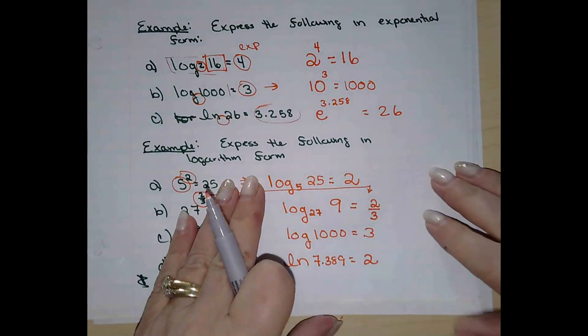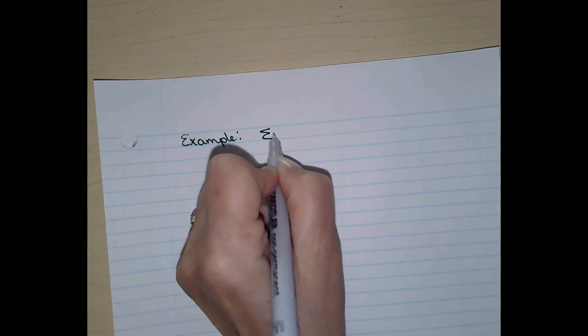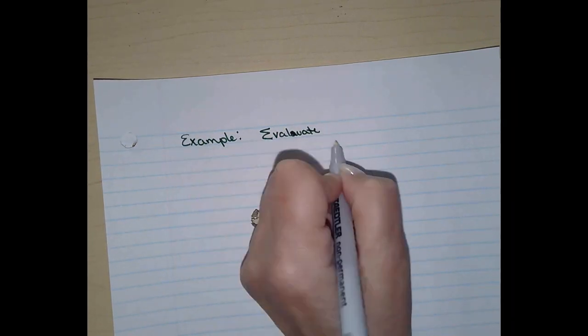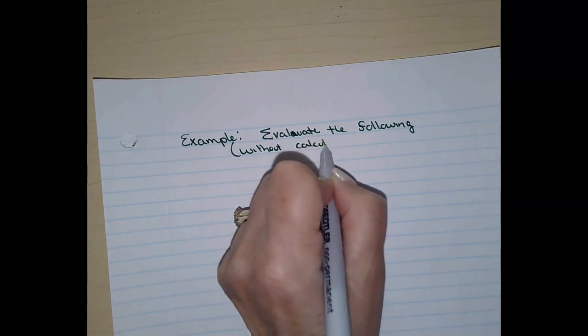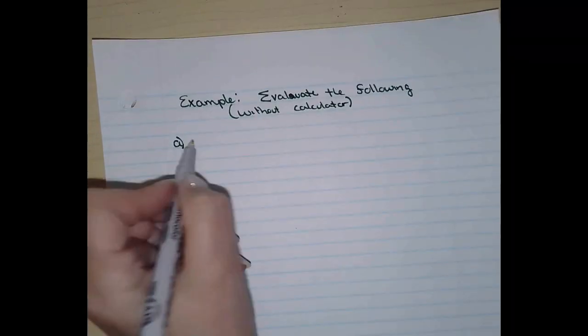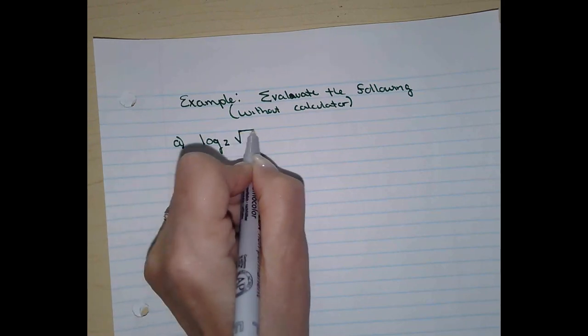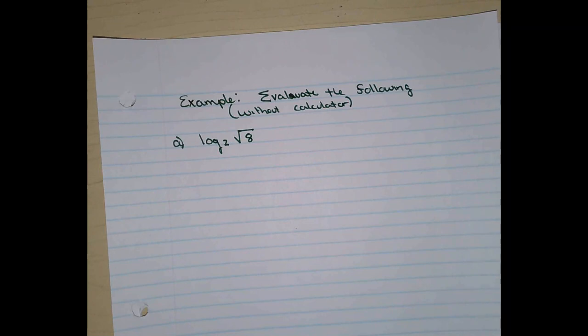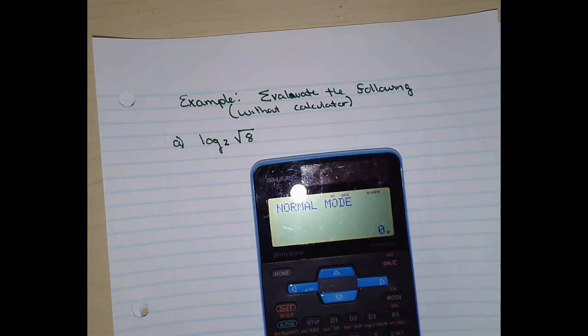All right, so let's build these up a little bit. So what are you going to do here? Again, no calculator, right? So example, evaluate, meaning I can get a number, evaluate the following, and again, without calculator. So take a look at this. Log base 2 of root 8. So understand that that is a number, right? We need to figure out what that number is. Plug it into your calculator right now so you can just see that it is going to be a number. And then how do we do that without, right? Log base 2 of root 8 is a number. In fact, it's 3/2. It's not even a bad number.